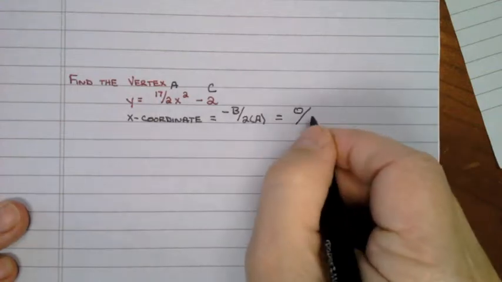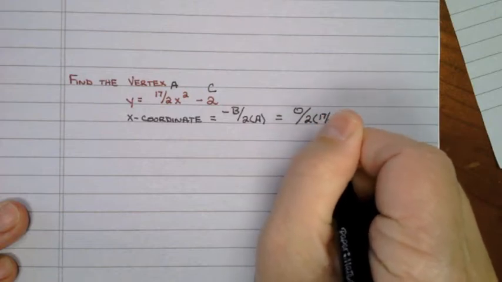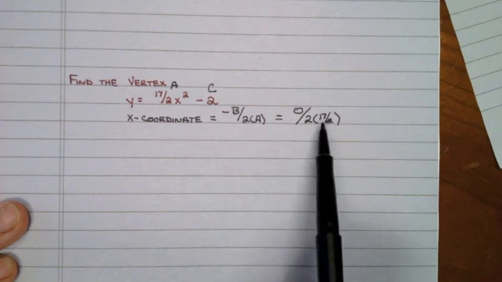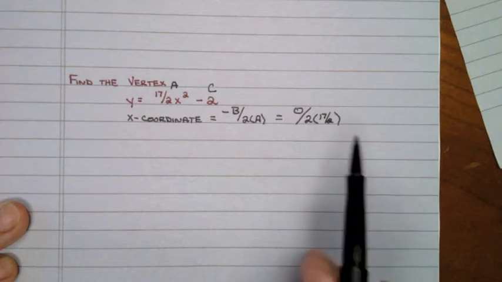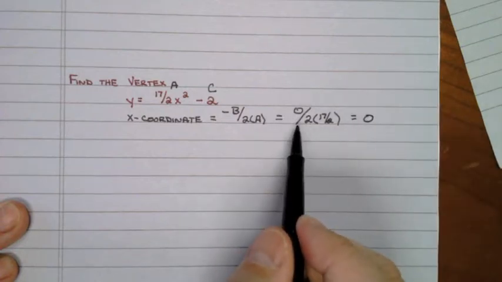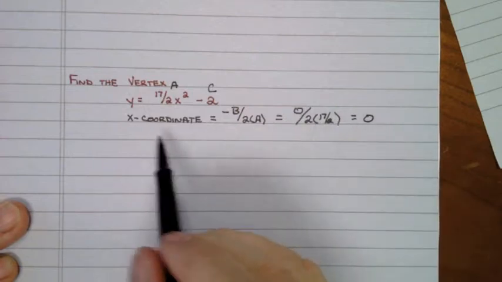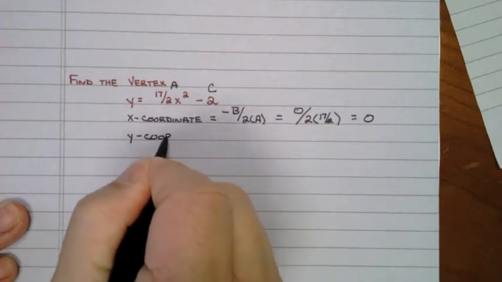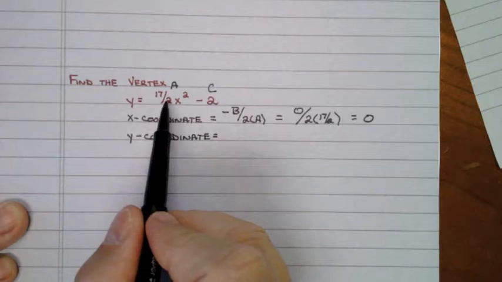The next thing that's going to happen is you're going to go 2 times 17 halves. Some people are going to say, well, I don't know how to do this. It really doesn't matter, because 0 divided by any number that you get down here is going to be 0. 0 divided by a number, whatever this number is, once I do the multiplying, it's still going to be 0. So my x-coordinate is 0. I need to find the y-coordinate. I find the y-coordinate by taking this and plugging it into this formula.